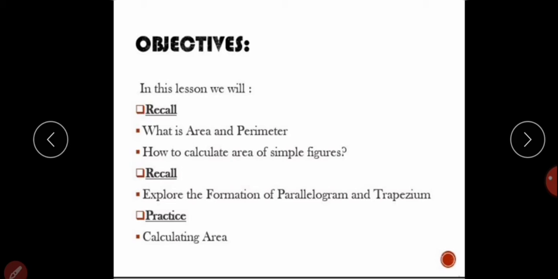After that, we will actually explore the formation of parallelograms. We will look at trapeziums if we have some time. We will also calculate the area of a parallelogram. We'll also learn how to calculate its area. So let's begin. So get ready.